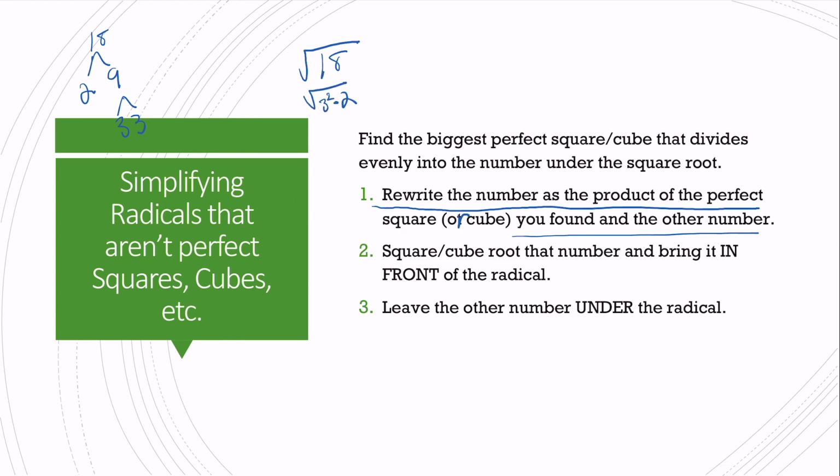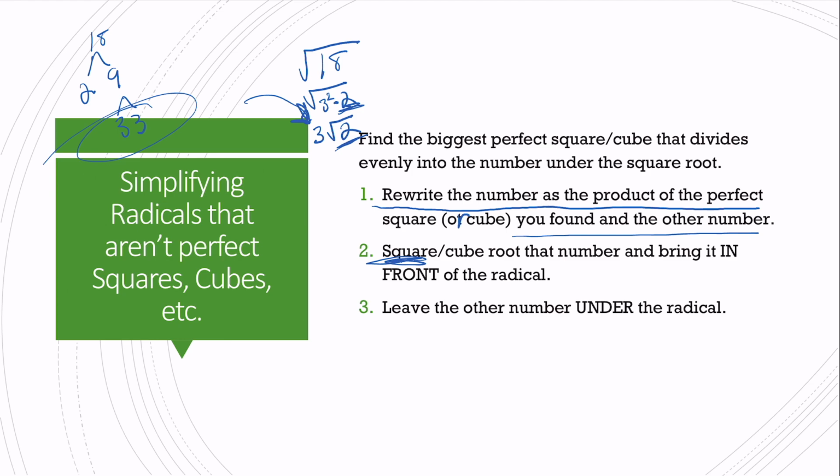And what we want to do is take that square number and bring it in front of the radical. We're taking the square root of that. So that would be 3 root 2, because square roots undo squares. And we leave this other number under the radical. One way to think of it is, if you're taking the square root, you only get to go outside of the radical if you have a buddy. And the same would be true for cube roots.